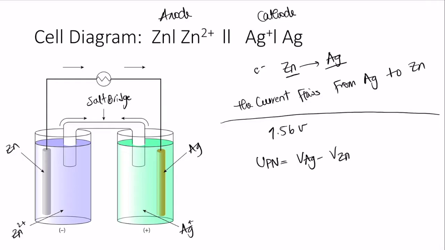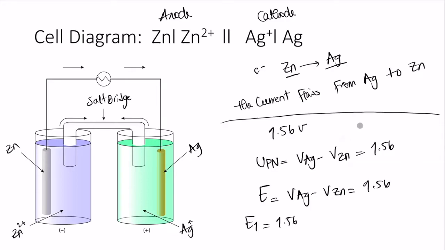We will talk about what V means, which equals 1.56. This means that U_PN is equal to the electromotive force, if you still remember from the previous slide, equal to V_Ag minus V_Zn. This equals 1.56. So this is for the first. Let's just call it E1 equals 1.56, because this is the first cell diagram that we will start with.